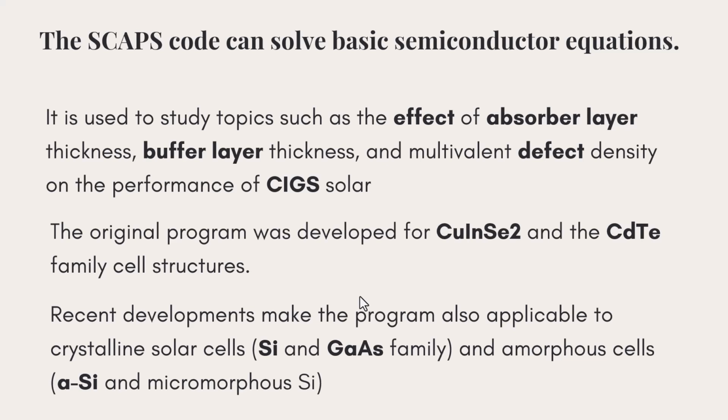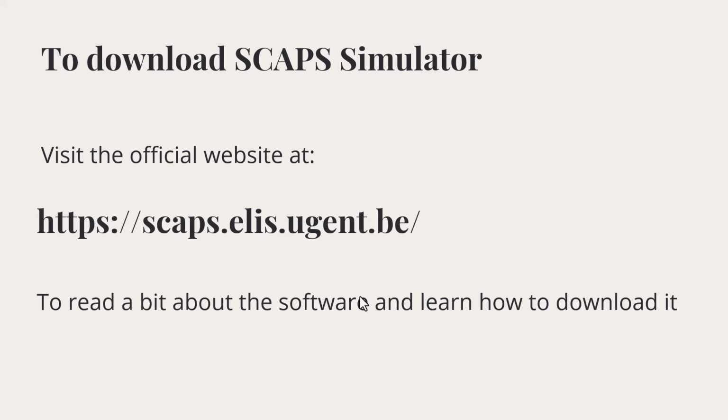However, as advancements came in the program, it is now able to also simulate silicon solar cells, gallium arsenide solar cells and the family. It is also able to simulate amorphous silicon solar cells and micromorphous silicon solar cells. Now, to be able to download this simulator, you just simply need to visit the website scaps.elis.ugent.be. On that site, you should also be able to read a bit about the software and learn how to download it.